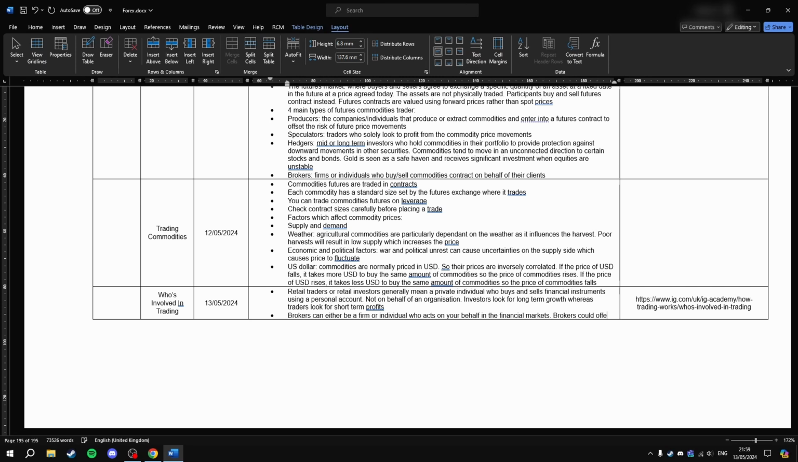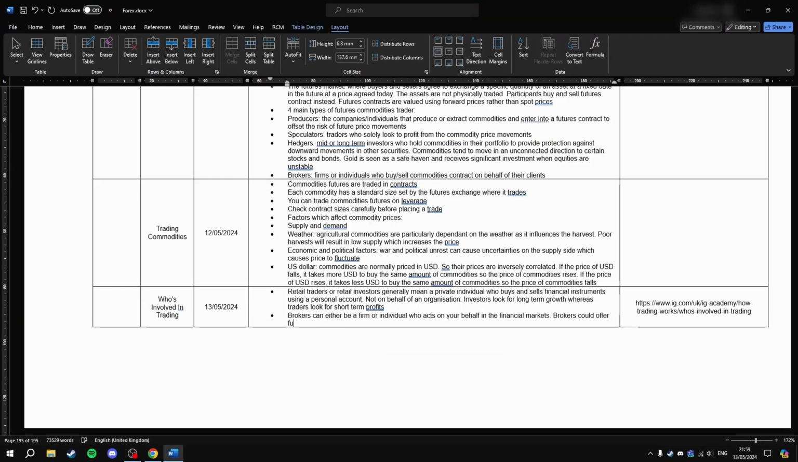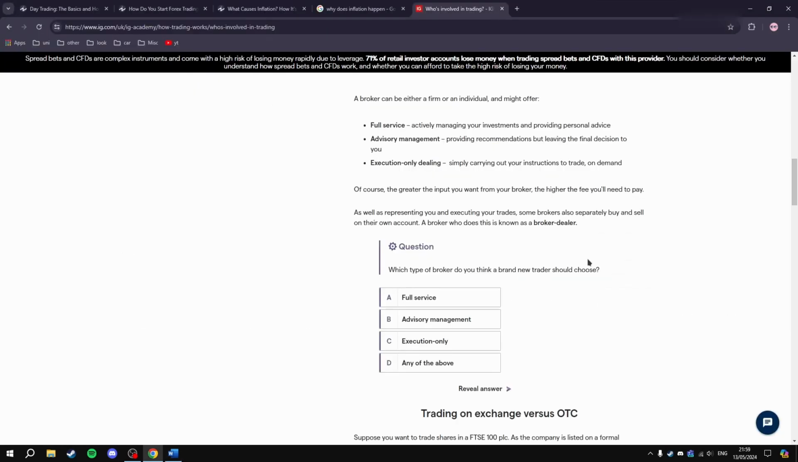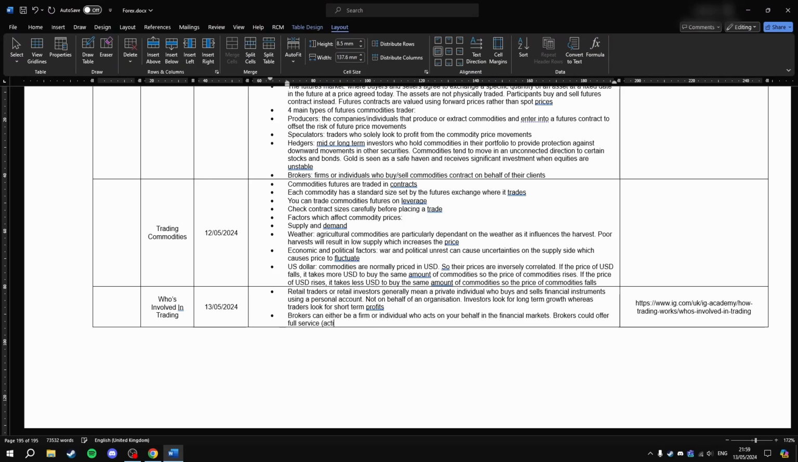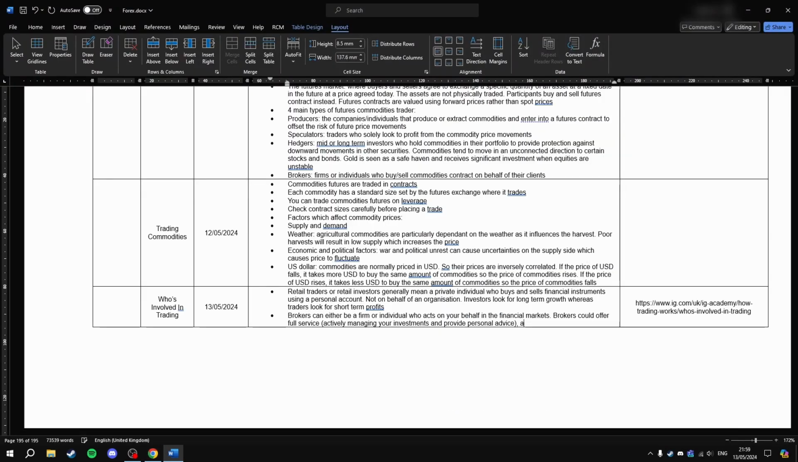Brokers could offer full service, actively managing your investments and providing personal advice. Advisory management.